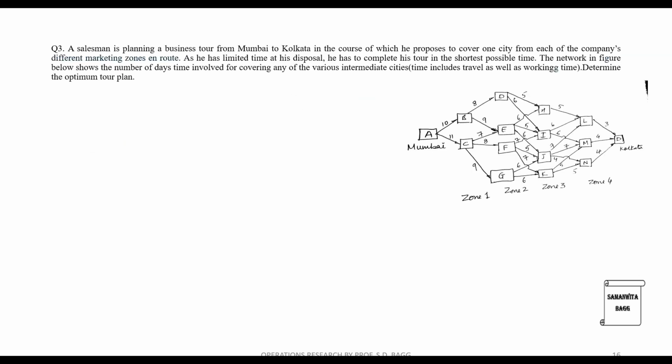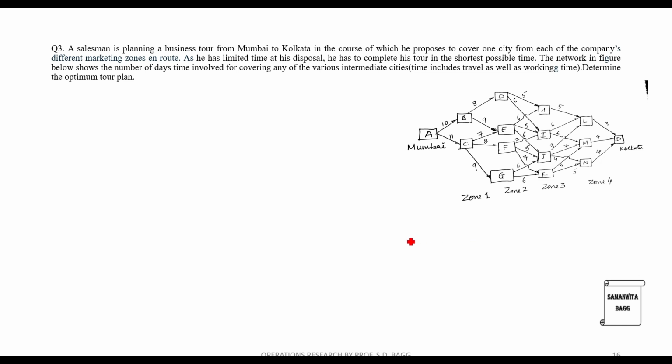A salesman is planning a business tour from Mumbai to Kolkata, in the course of which he proposes to cover one city from each of the company's different marketing zones en route. As he has limited time at his disposal, he has to complete his tour in the shortest possible time. The network in the figure below shows the number of days' time involved for covering any of the various intermediate cities. Time includes travel as well as working time. Determine the optimum tour plan.